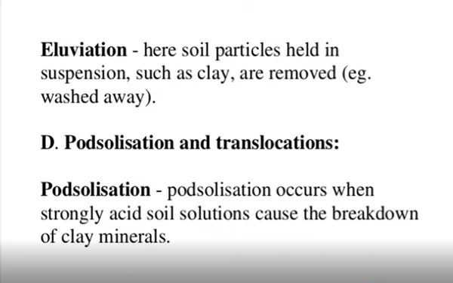The next process is podzolization and translocation. Podzolization is the process of soil formation resulting in the formation of podzol and podzolic soils. Podzolization is the negative of calcification. Calcification tends to accumulate and concentrate calcium in the lower part of the B horizon.